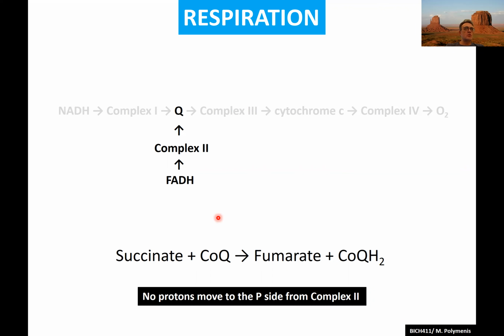The electrons that come through FADH ultimately will charge the membrane less because they skip complex 1, which, as we saw, can move 4 protons across the membrane. Any electrons that come through FADH will skip complex 1, and those protons will not be added to the net proton movement. So you charge your battery less, and you're going to get less ATP in the end.